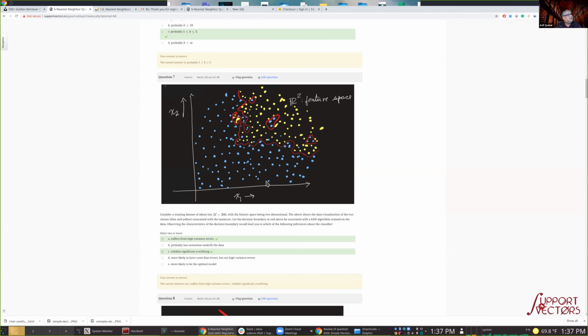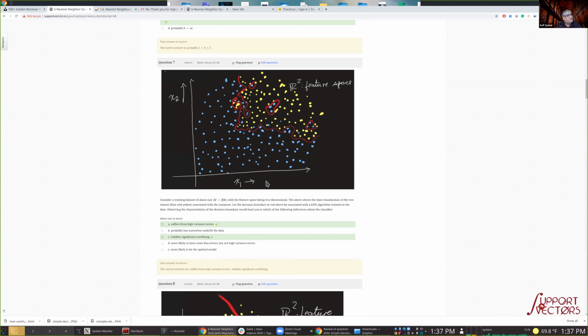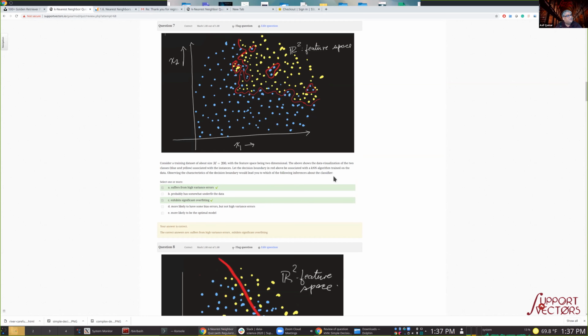The other question is, given a training data set of about 200 points, does this particular model suffer from variance errors or bias errors? Obviously, it is high variance errors, right? You take another sample of the data, your decision boundary will change. And it exhibits significant overfitting to the data. I hope most of you got this one right.